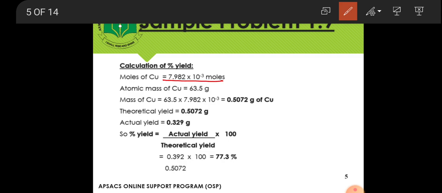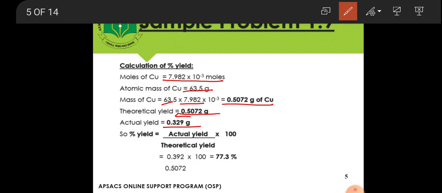Atomic mass of copper is 63.5 grams. So, what is the mass of copper that you get after performing stoichiometric calculations? Mass of copper is atomic mass multiplied by number of moles. So, 0.5072 grams of copper is obtained after calculations. So the theoretical yield is 0.5072 grams.